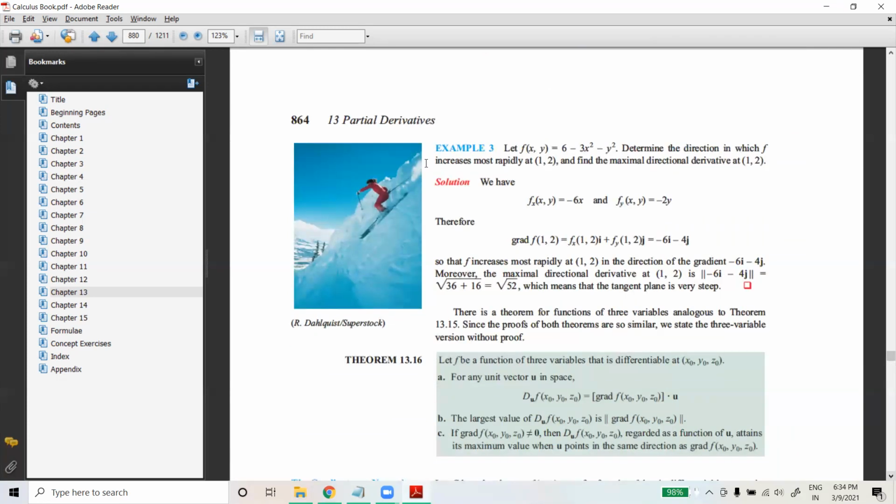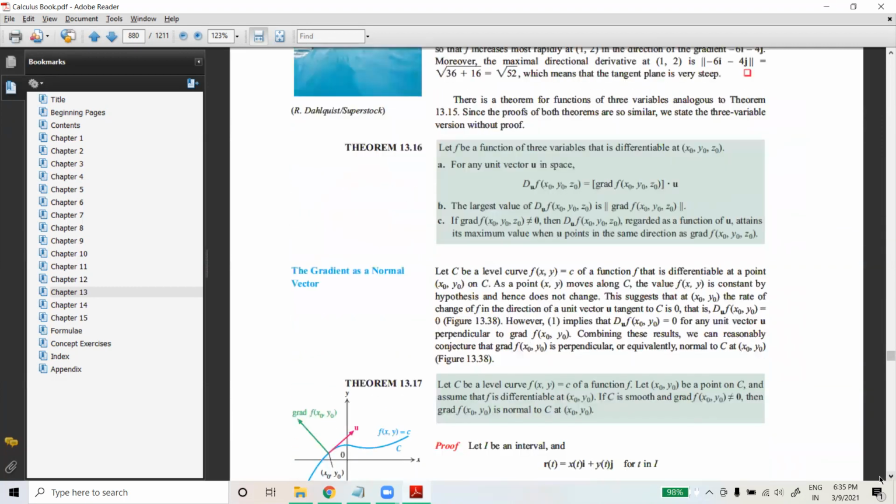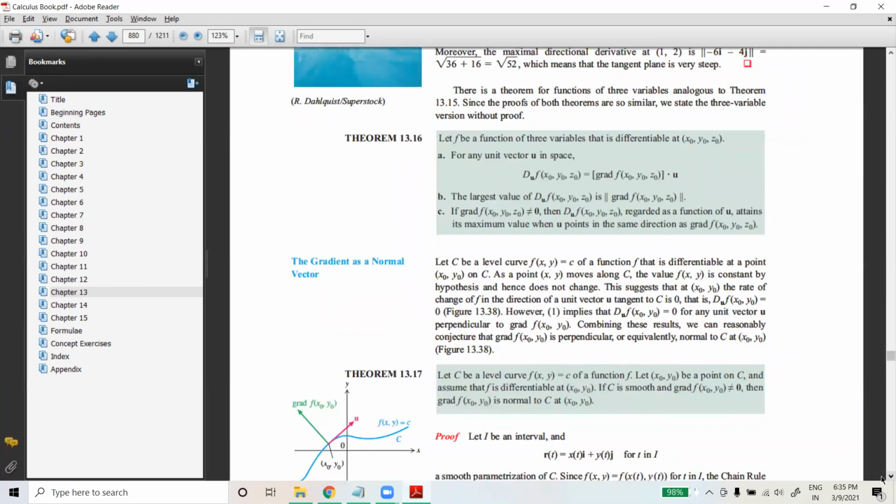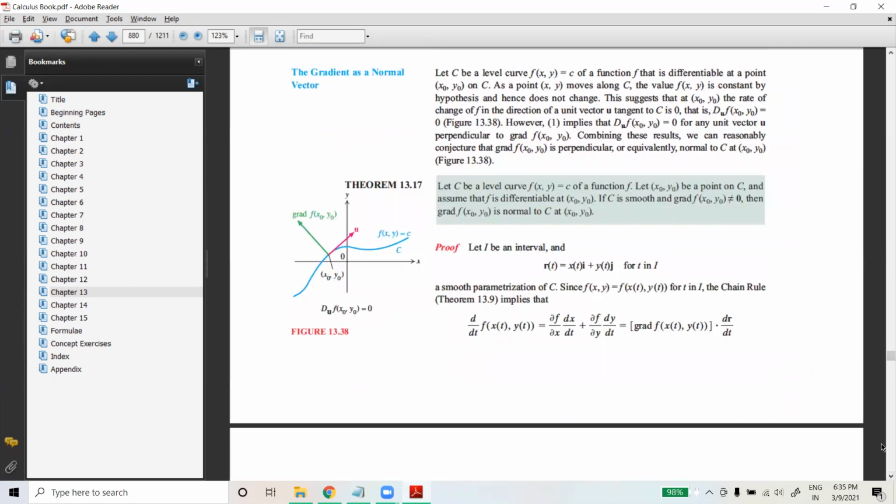The skier could try to travel along another direction, but he or she may not descend very fast in that direction. Only along this direction will they descend fast, obviously. So that is the direction. That is what they are telling about the gradient and the directional derivative.